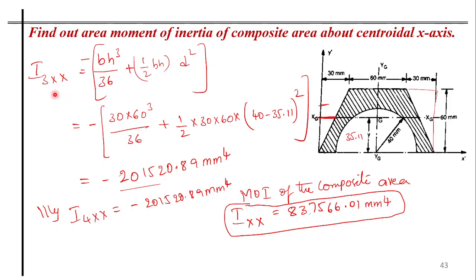Okay, number 3, number 4, number 1, number 2. So four parts are there. If you add them all, you are going to get the moment of inertia of the composite area.